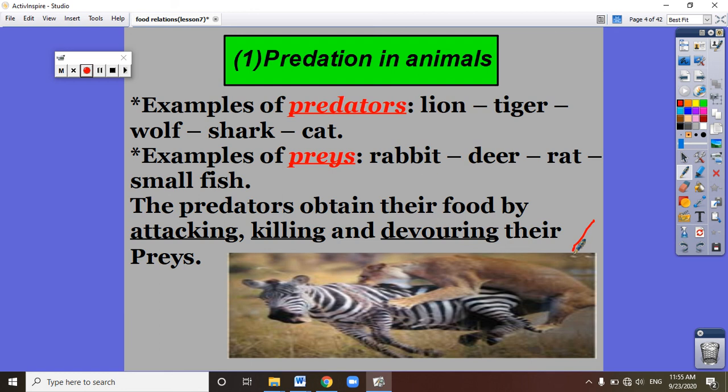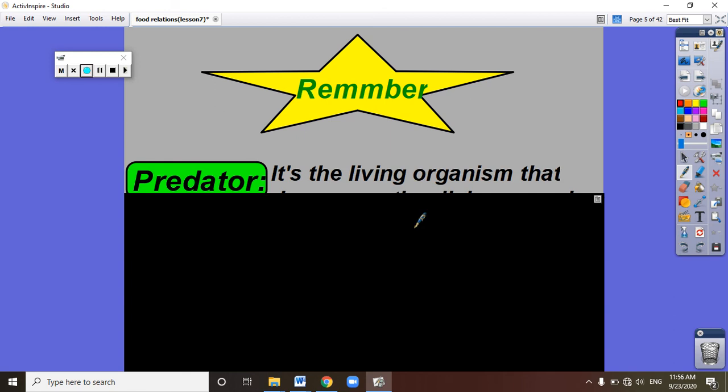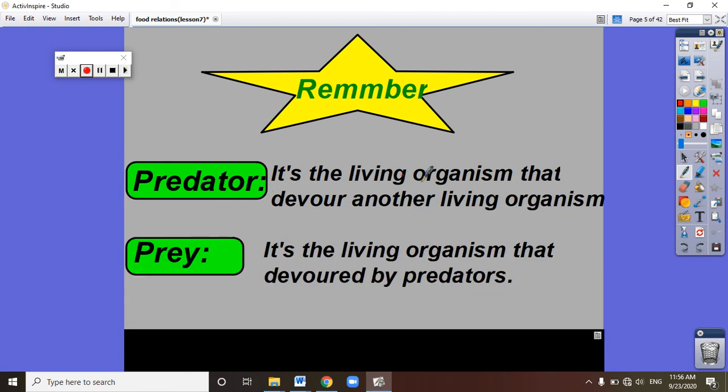As you can see in this picture, the lion and the zebra. Which one is the predator? Very good, the lion is the predator. And the zebra is the prey. The food relationship between the lion and the zebra is called predation. Remember that the predator is the living organism that devours the other living organism, and the prey is the living organism that is devoured by the predator.